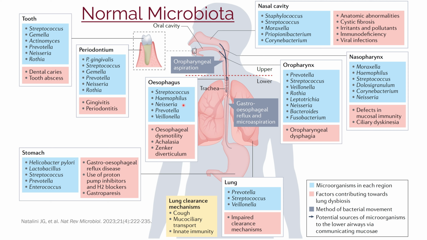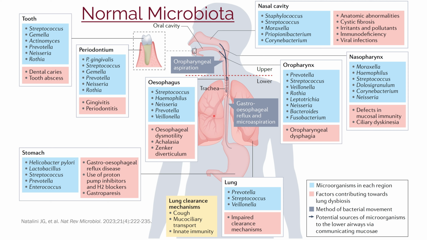Aspiration of oropharyngeal or gastroesophageal content is the predominant means by which bacteria reach the lower airways, as you can see by the arrows. So from the oral cavity they go down into the trachea, and also gastric content can go up and into the tracheal regions. And of course, there are three major lung clearance mechanisms, such as coughing, mucociliary transport, and the innate immune system that keeps the bacteria relatively low in the lungs.